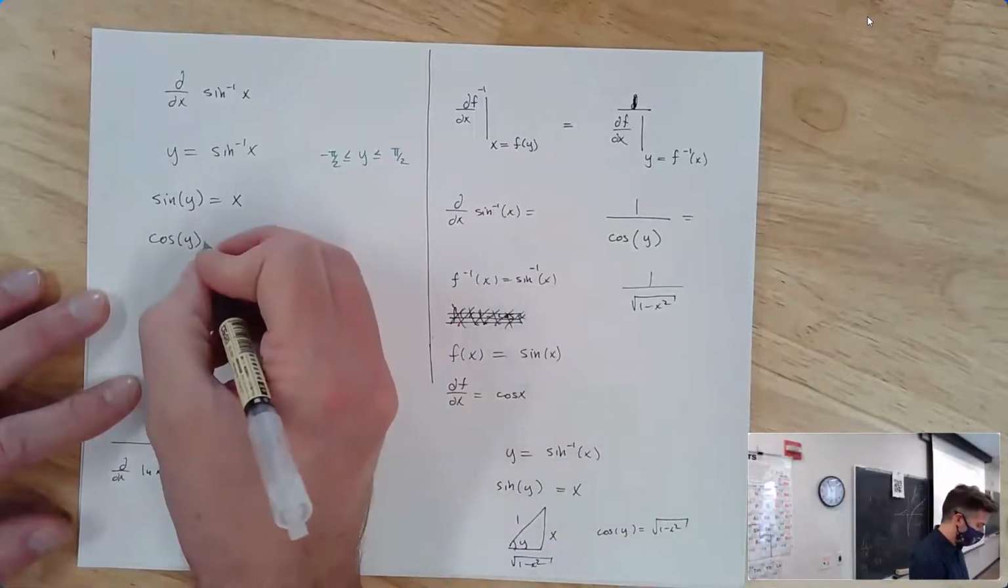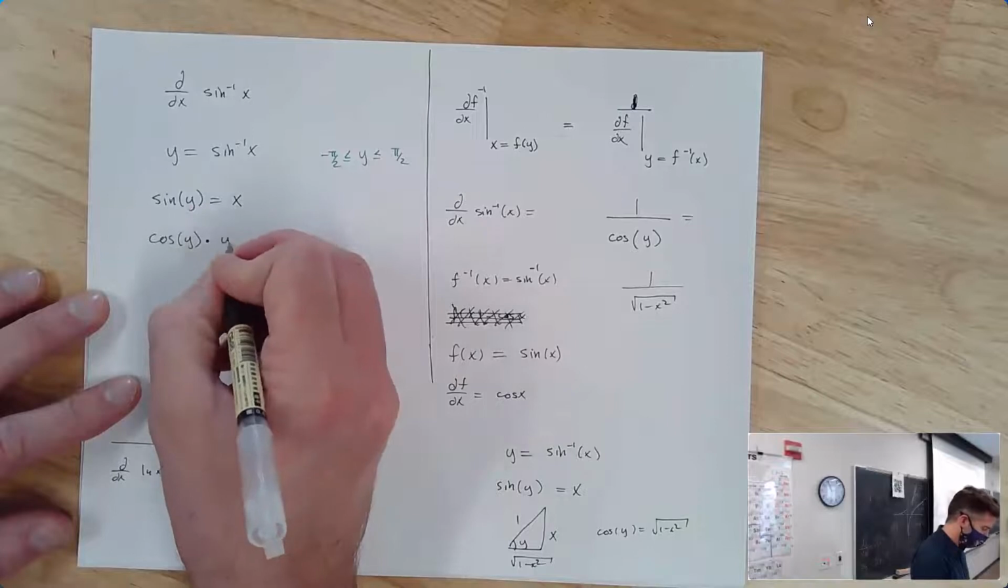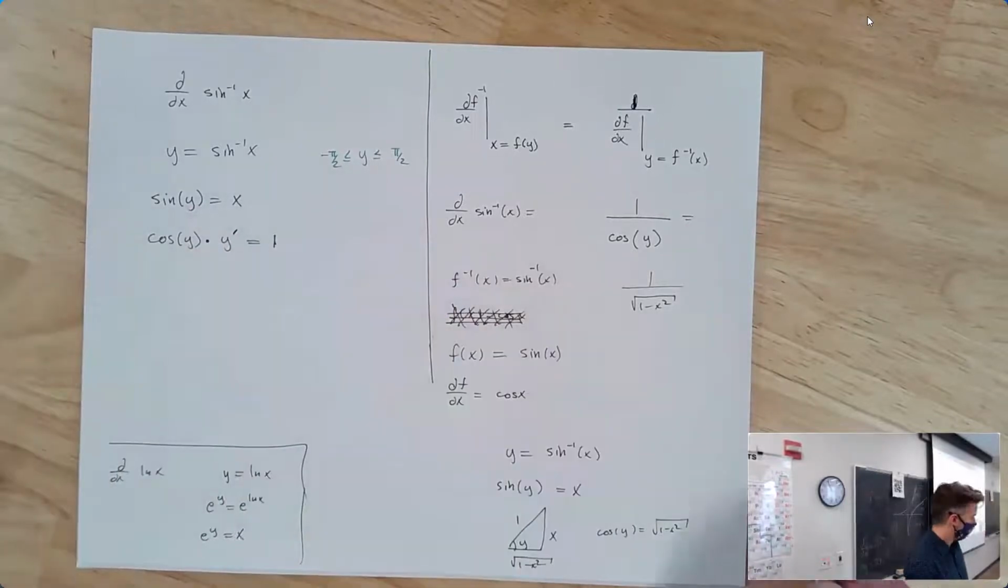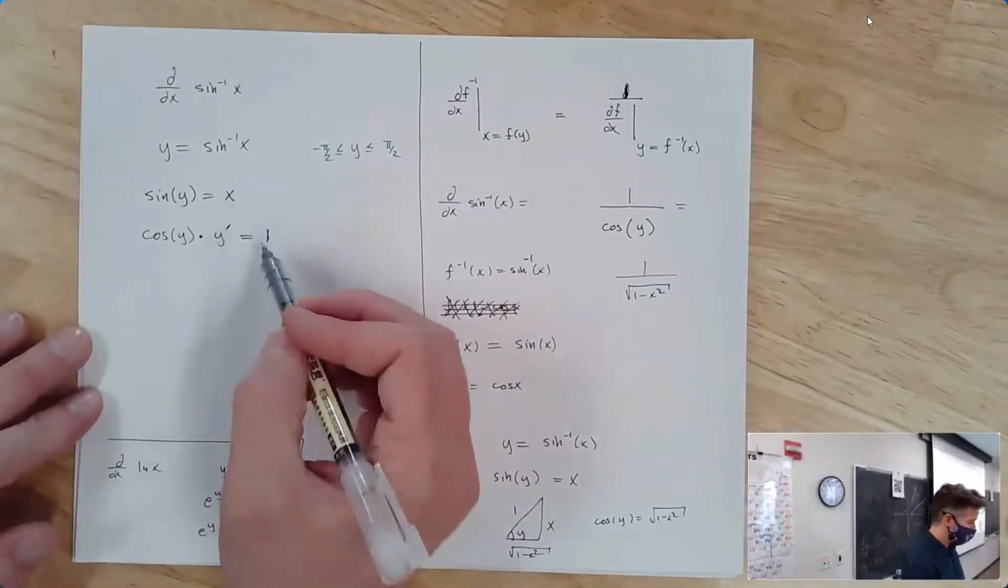What am I forgetting? Exactly. The derivative of sine of some stuff is cosine of the stuff times the derivative of the stuff, and the derivative of x is just 1.